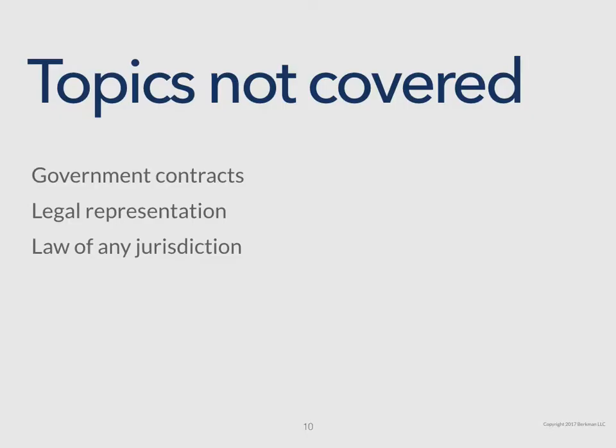We're not going to talk about government contracts. Government contracting in any jurisdiction, but particularly the United States, is a complex regulatory process. There's a lot of money involved, and a lot of organizations have government contracts. Much of the literature on contract management concerns government contracts, but we're focused on commercial contracts, not government contracts.